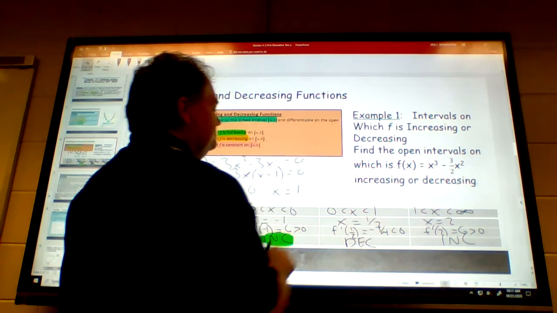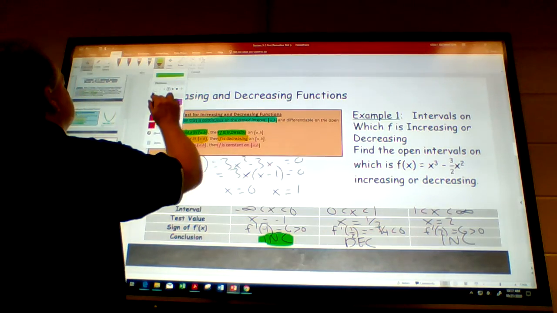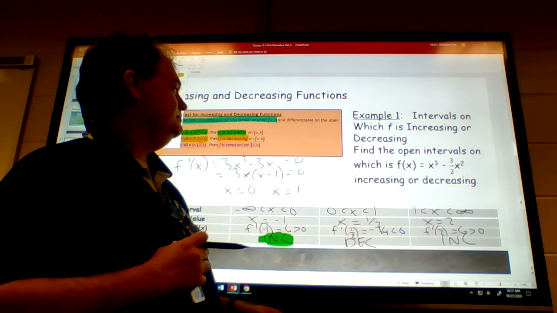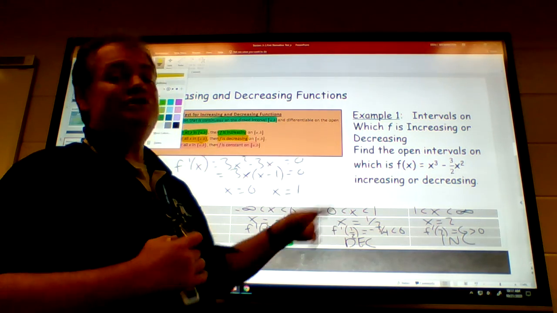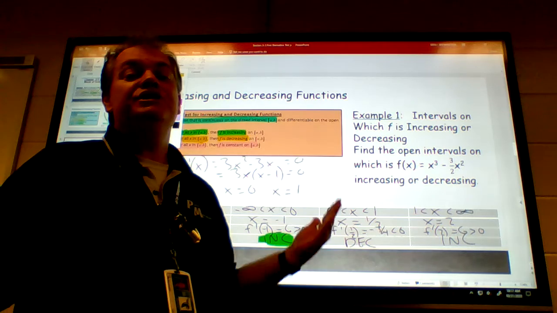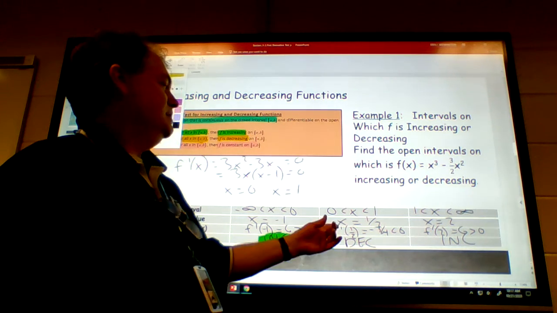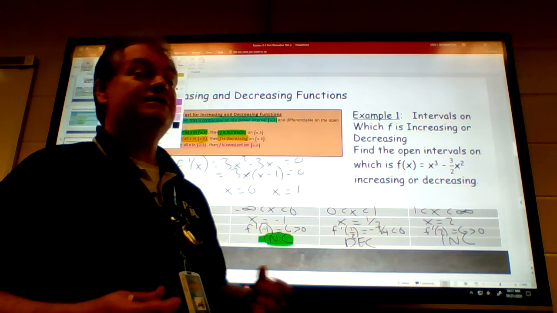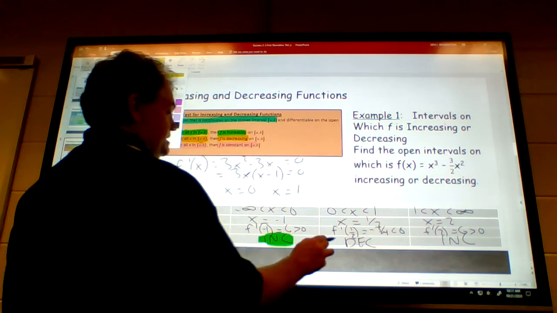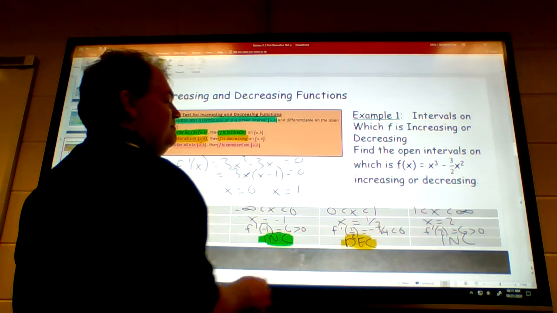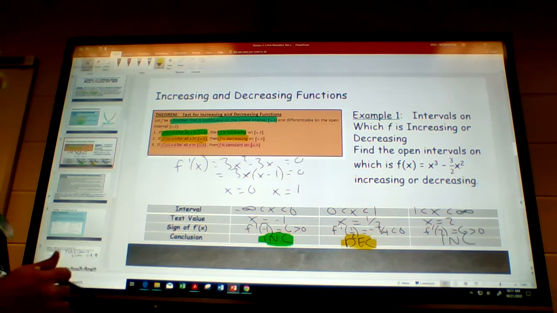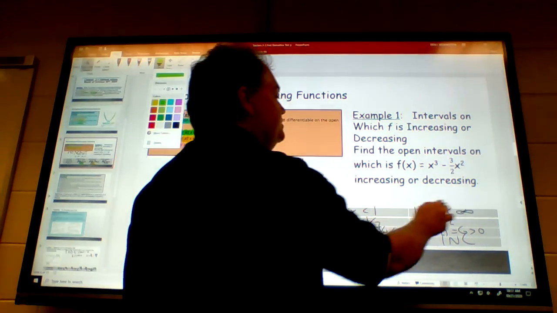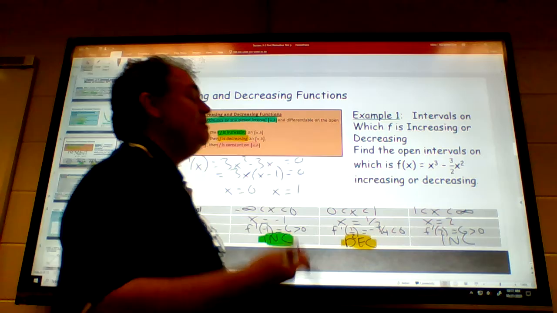Now, if I do the same on the interval from 0 to 1, I choose a number between. I choose 1/2. I could choose anything I want. I just choose 1/2. Make it easy for yourself. So f prime of 1/2 is going to end up giving us -3/4, which is less than 0. So that means that the function is decreasing. That means it's decreasing.